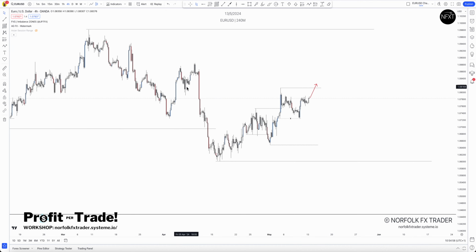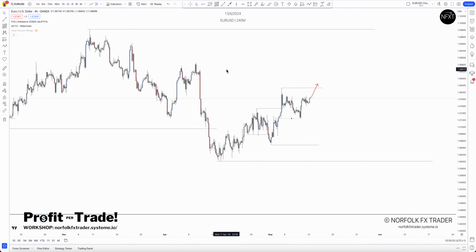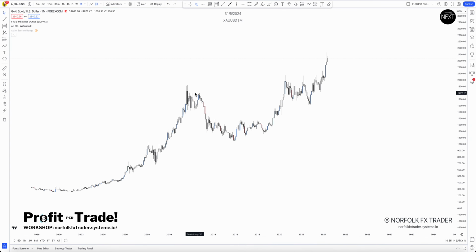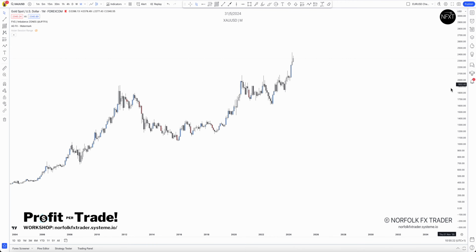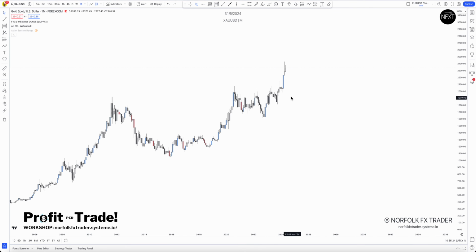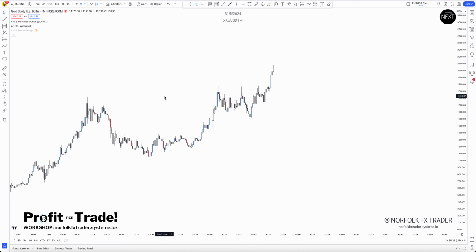Let's now go over to the next pair of your choice, which was gold. Okay, so this is the euro. Let's now go over to gold. So on gold now, we're going to go through gold from the monthly down to the 4-hour time frame, but we'll take a bit more time so you really understand. Hopefully it's going to help you when you're looking for your trades this coming week or next week, or even in the coming months.